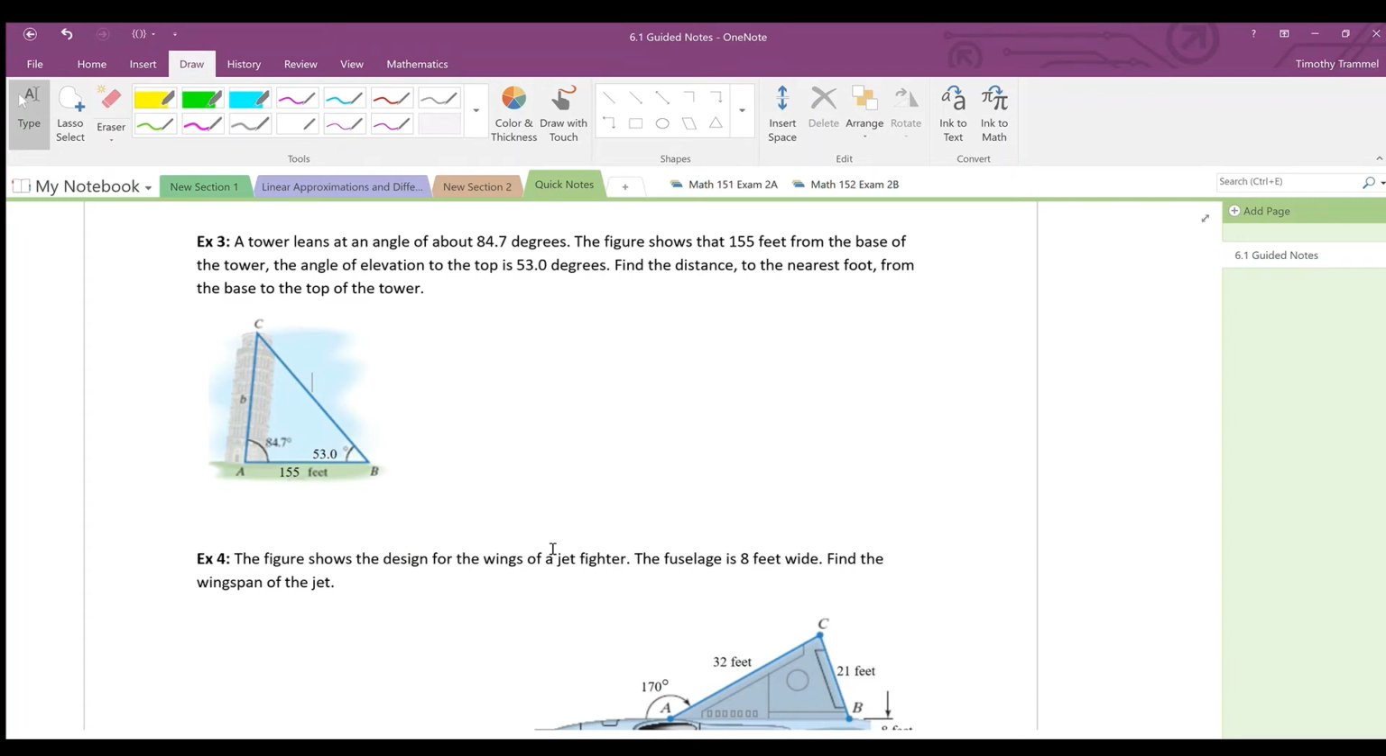And example 3 here is what I'd like you to all do is pause the video and give this example a try.